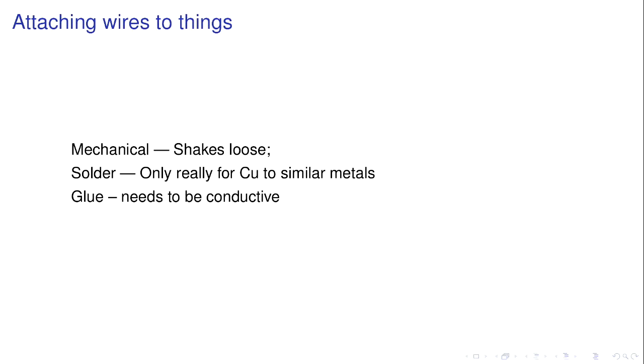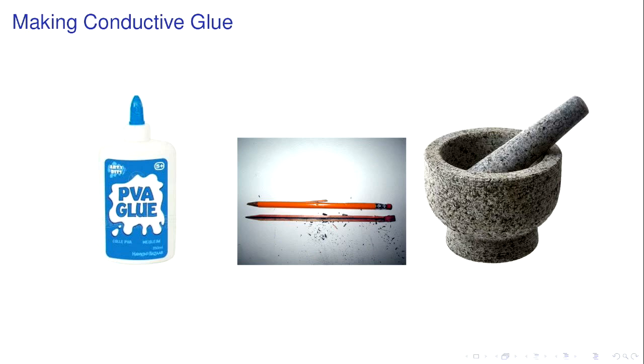So we need a conductive glue. Now, you could cheat and go out and buy some on eBay, but I want to do everything from things I can find around my house. So I go and find, in my kid's craft box, some PVA glue, some pencils, and a mortar and pestle out of the kitchen, right? And you take the leads out of the pencils and bang with the mortar and pestle till you've got nice fine graphite, and then mix it all together, and Bob's your uncle. This turned out to be a really bad idea.